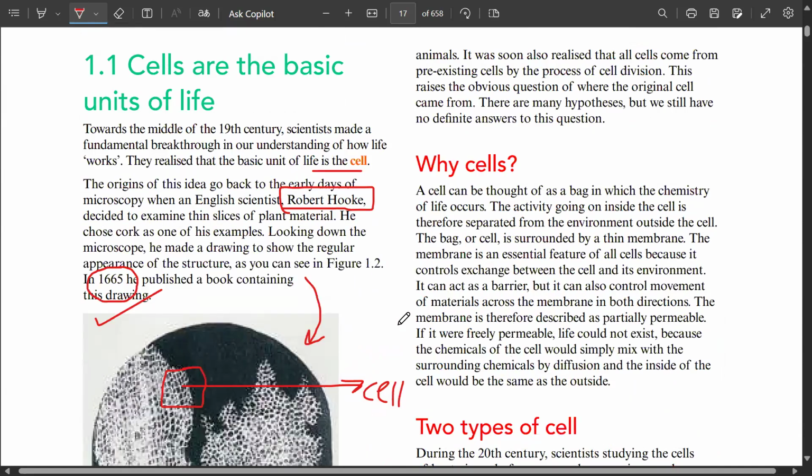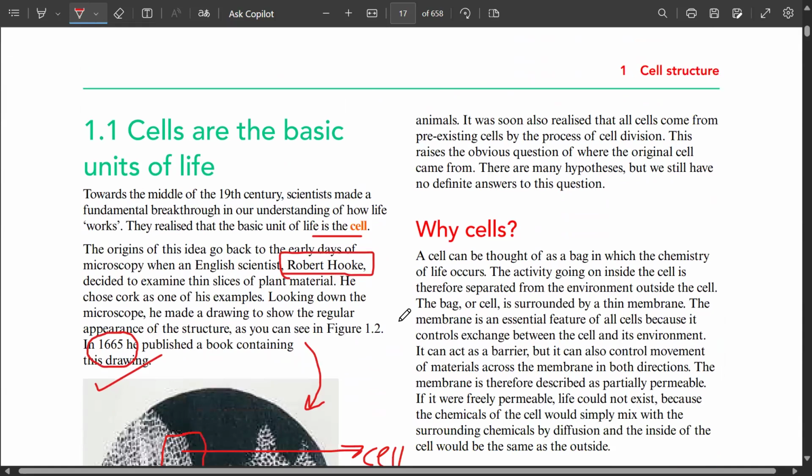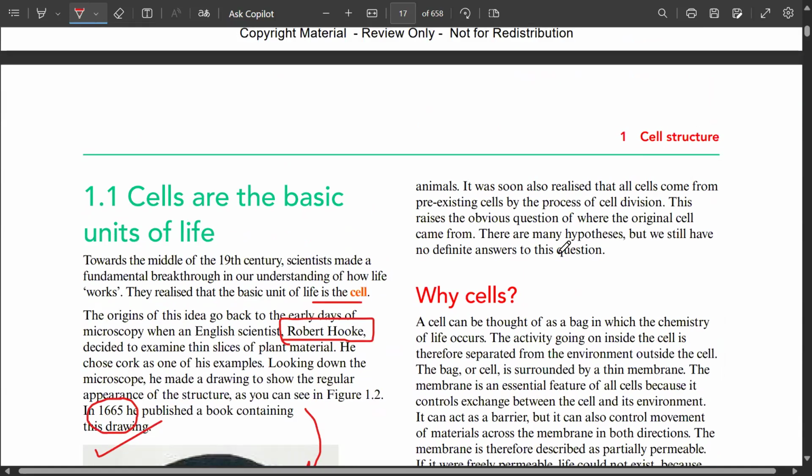Yeah. So the question is, what are the contributions of Schwann and Schleiden in discovering? And it was then soon also realized that all cells come from pre-existing cells by the process of cell division. This raises an obvious question on where the original cell came from. Now, the original cell came from, as you have studied previously, that we have atoms.